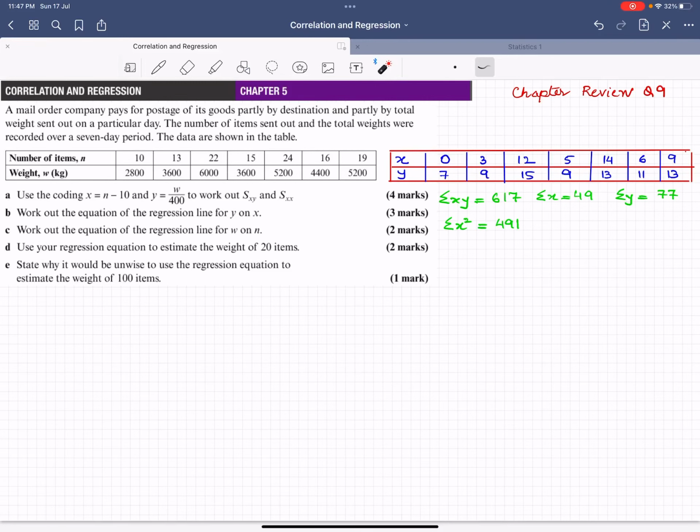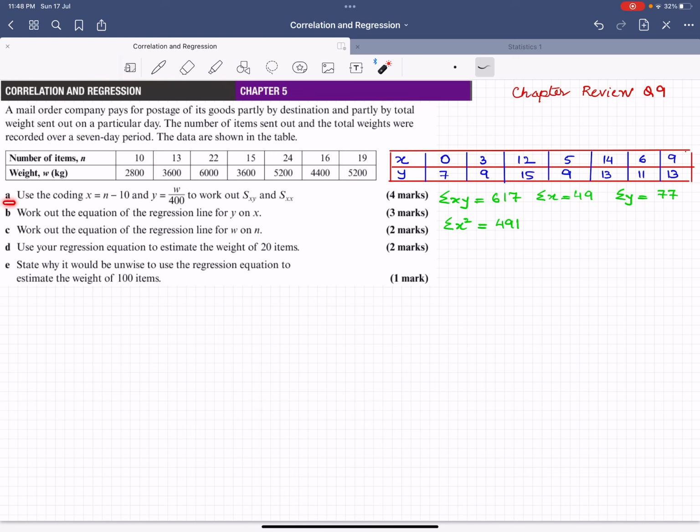Chapter Review Question number 9. A mail order company pays for postage of its goods partly by destination and partly by total weight sent out on a particular day. The number of items sent out and the total weights were recorded over a 7-day period. The data are shown in the table. So here we have the number of items denoted by N and total weight W kg.